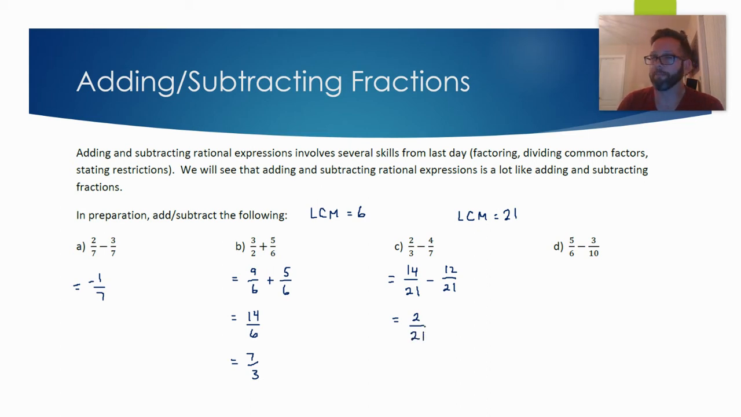Why don't you try D? Looking for a lowest common multiple. Write each as a fraction over that lowest common multiple, and then proceed. So in this question, you don't have to use 60, although 60 is not wrong. The lowest number that both 6 and 10 go into is actually 30.